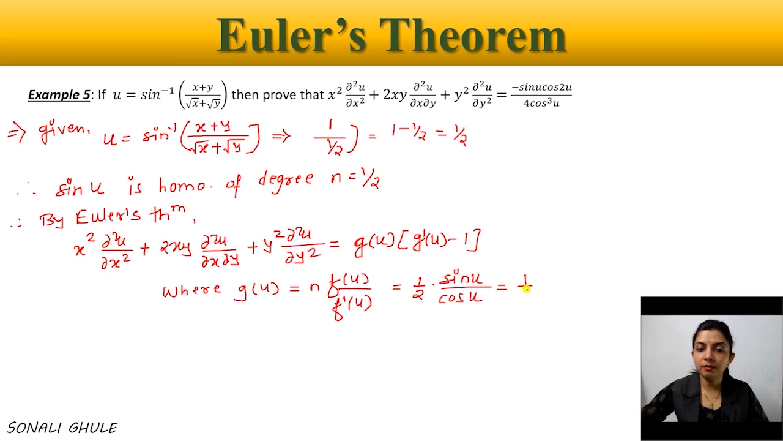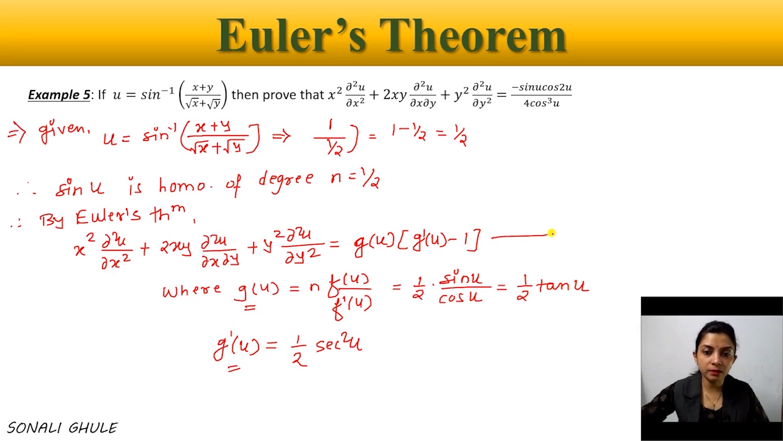So what I get here? 1 by 2 tan u. Now g of u I got 1 by 2 tan u. I have to find g dash of u. So what is the g dash of u? Yes, it is a derivative of tan u. And what is the derivative of tan u? It is sec square u. So here I got the value for g of u and g dash of u.